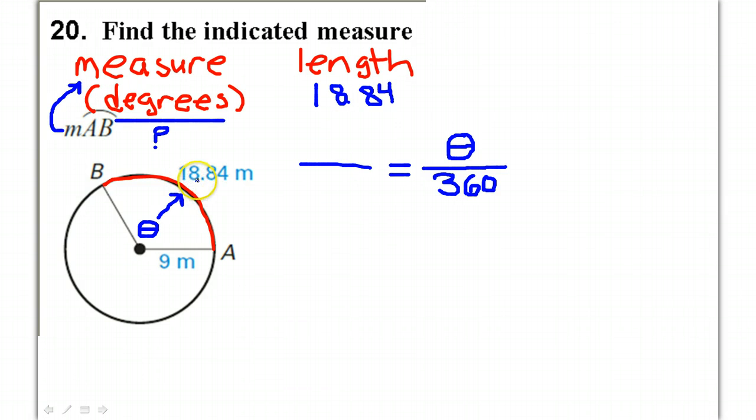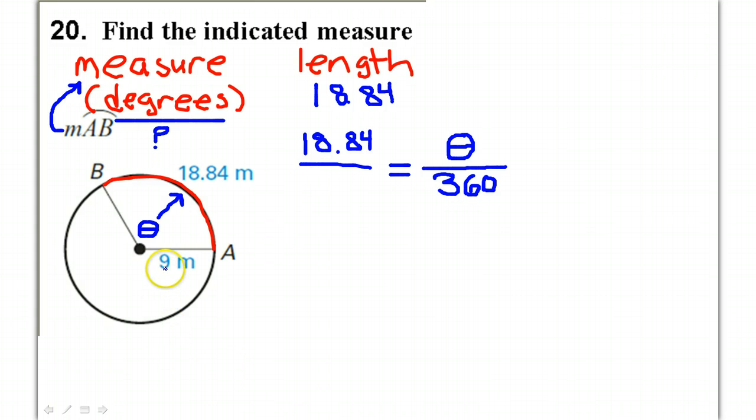Okay? How about 18.84? Am I going to put that in the top or the bottom? Top or bottom? Well, I'm doing part over whole length. Is 18.84 the partial length, or is it the length of the whole circle? Clearly arc AB, it's an arc. It's not the whole circle. So that is a partial length. It's an arc length. So I will put 18.84 up here, part over whole.